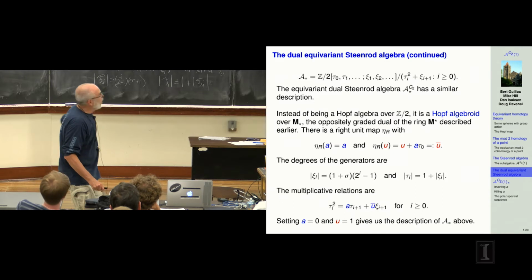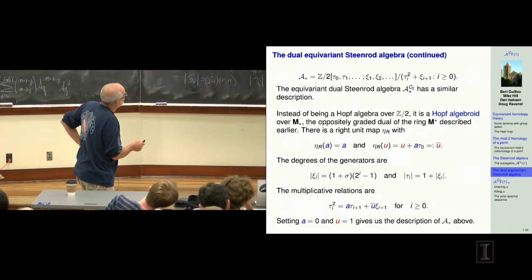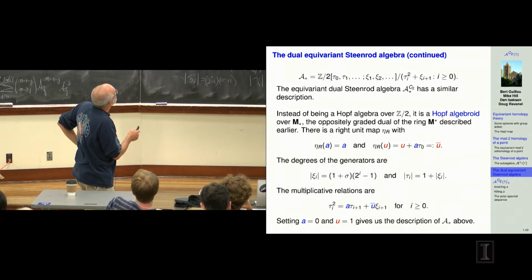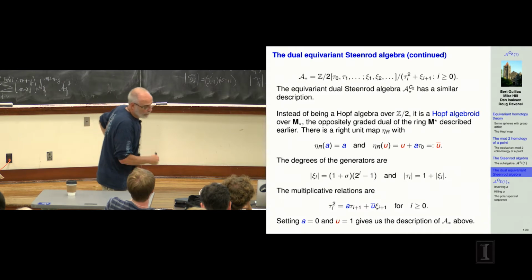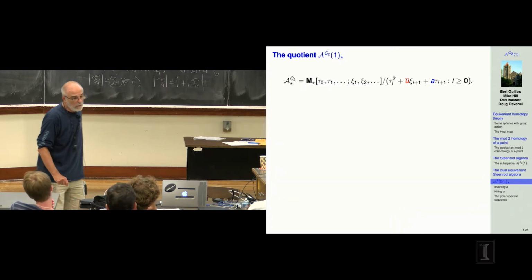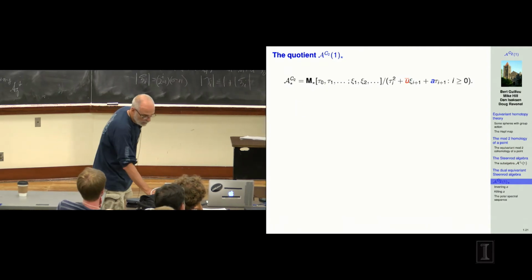And as before, if you were to set A equal to 0 and U equal to 1, that would mean U bar is also equal to 1, and so we'd get the same thing that we had up here. Oh, here I've got the colors right. Okay, so this is the dual Steenrod algebra for the C2 equivariant world.